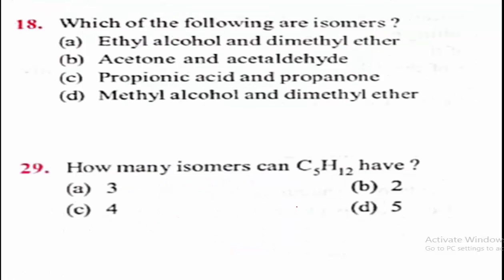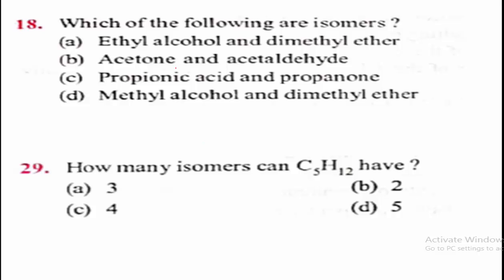Okay, students, next question number 18. Which of the following are isomers? Ethyl alcohol and dimethyl ether, acetone and acetaldehyde, propanoic acid and propanone, methyl alcohol and dimethyl ether. You know, isomers means they contain the same molecular formula.